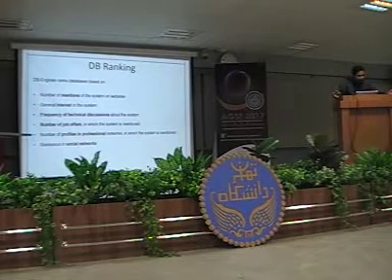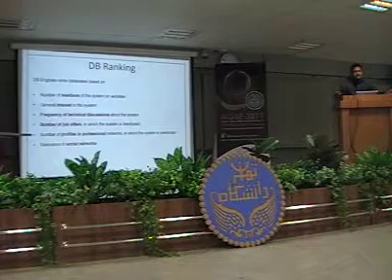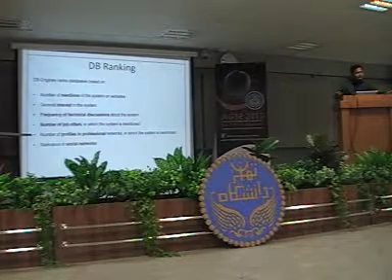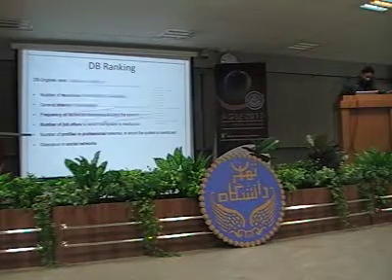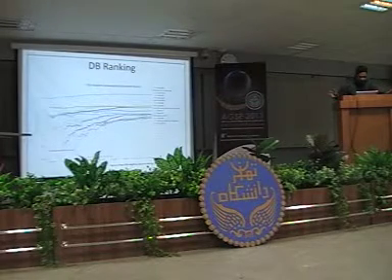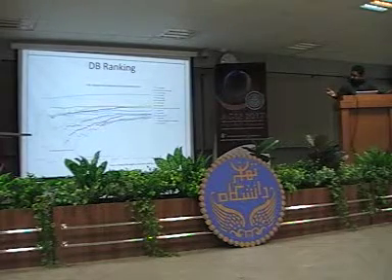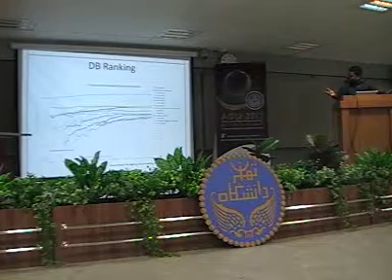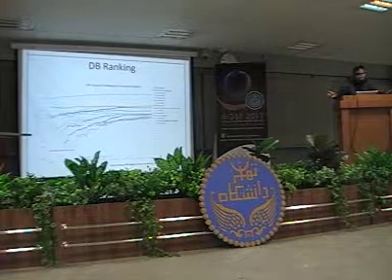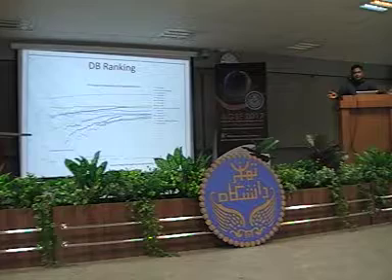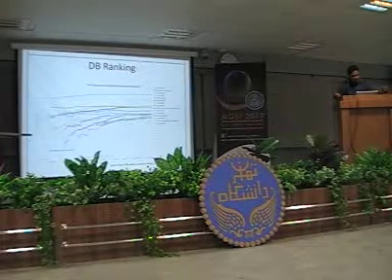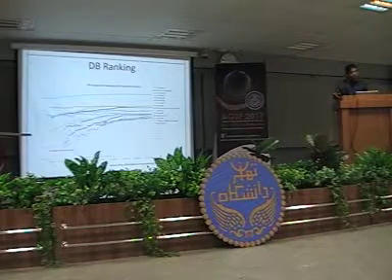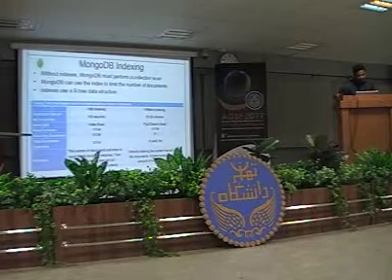DB Engines is a website which uses a lot of parameters in order to rank the databases, and in their ranking, MongoDB tops the position. MongoDB's score is over 300, and the second one is CouchDB, which scores maybe 30 or 35. So I have used MongoDB in my research.